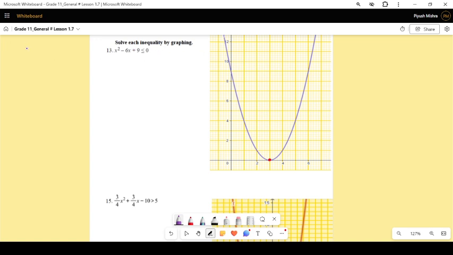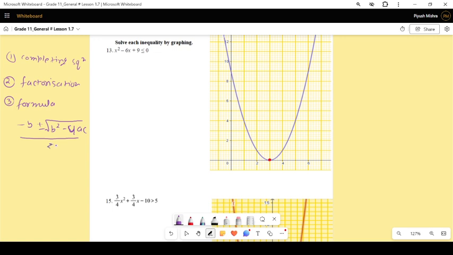In the last lesson, lesson number 1.6, I did solving in three different ways. One was completing the square. The second was factorization. And the third one was the formula. If you can remember the formula, it is x equals minus b plus or minus the square root of b squared minus 4ac, all over 2a. Like this we have already done.